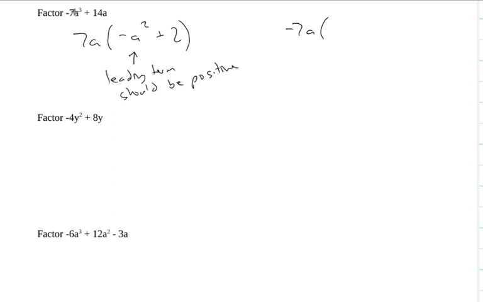And other than that, it's the exact same process. Negative 7 divided by negative 7 is 1, so I don't need to write anything. A cubed divided by a is a squared. 14 divided by negative 7 is negative 2. A divided by a is 1. And so I end up with something equal to the original, except the polynomial left over on the inside of my parentheses has a positive leading coefficient.